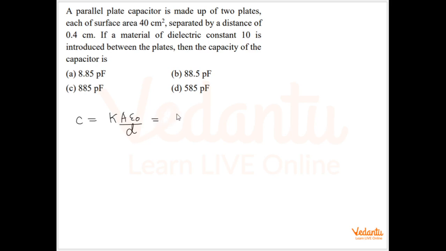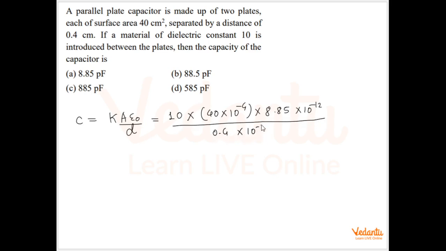Here I will just substitute all the values. K is given as 10. Area is given as 40 centimeter square, so I will write down 40 into 10 power minus 4. Epsilon naught is 8.85 into 10 power minus 12. And D, my dear bacha log, is nothing but 0.4 centimeter. Now if you solve this, this will just come out as 88.5 into 10 power minus 12 farads, that is 88.5 picofarads. Option B will be the correct answer.